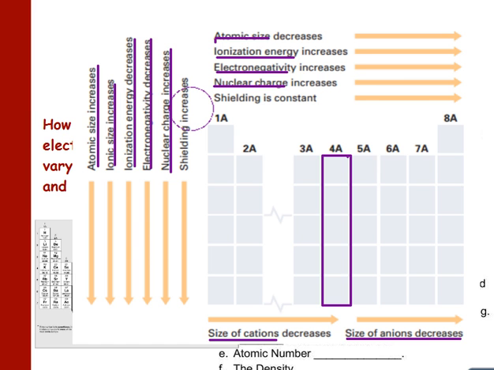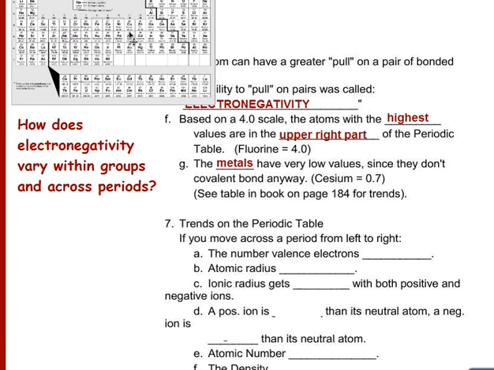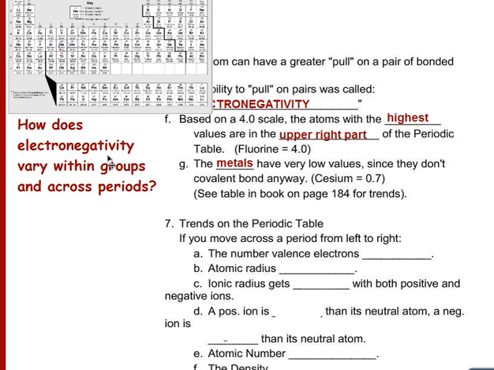Okay, so let's go over all these things. Let's move our periodic table out of the way and finish with this. Oh, by the way, you guys do need to sign out. How does electronegativity vary within groups and across periods? We will pause here so I can pause the video and you guys can record your answer. All right, we'll keep going.